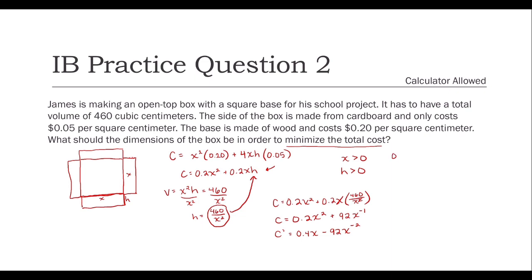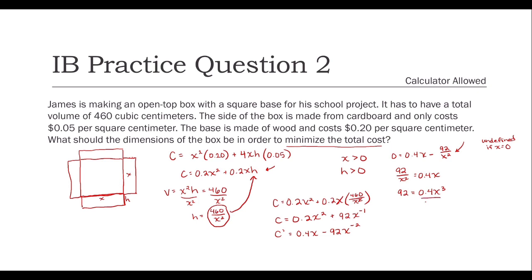So we want to find where 0 equals 0.4x minus 92 over x squared. If x is 0, it'll be undefined because we'll be dividing by 0. So undefined if x equals 0. Then we can add 92 over x squared to each side. So we get 92 over x squared equals 0.4x. Then we'll multiply both sides by x squared to get that 92 equals 0.4 x cubed.